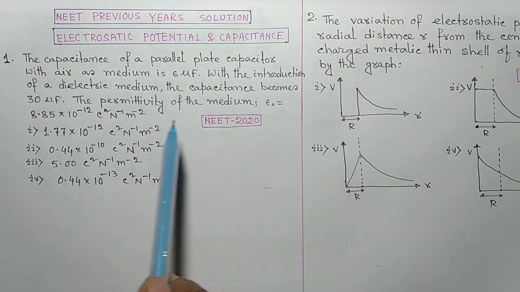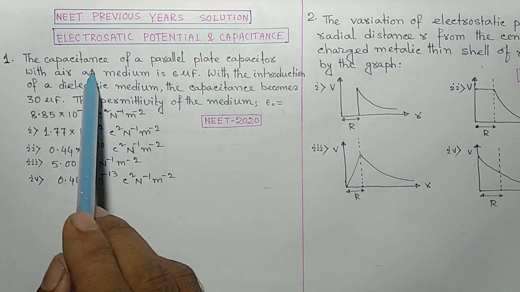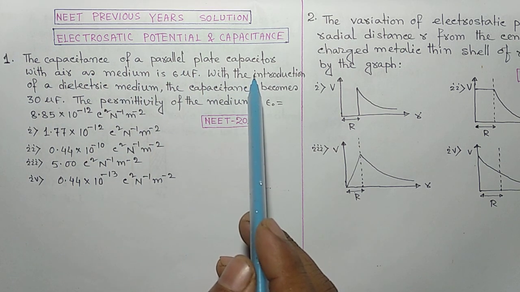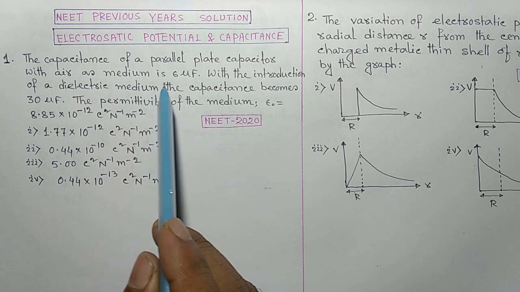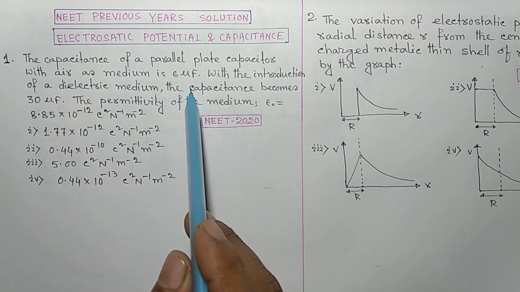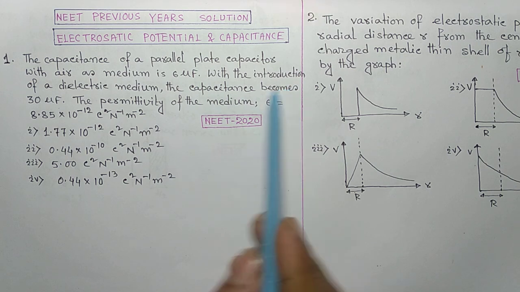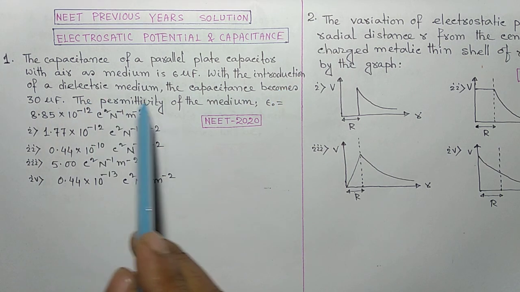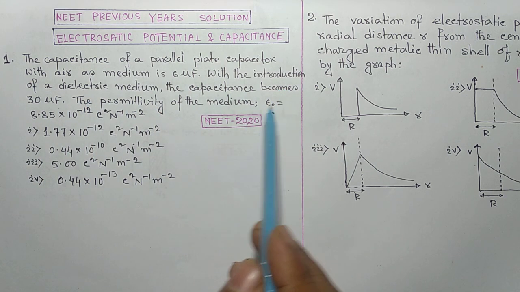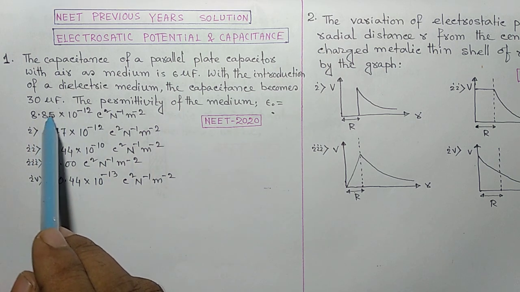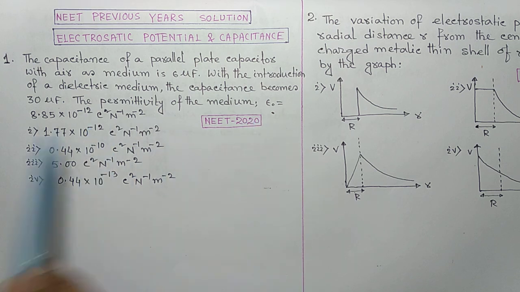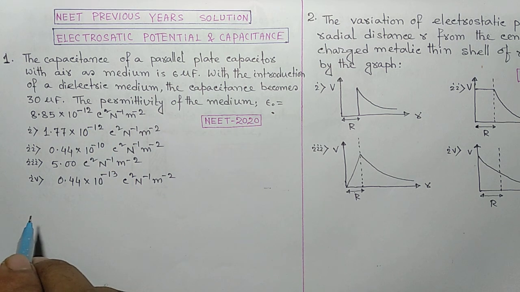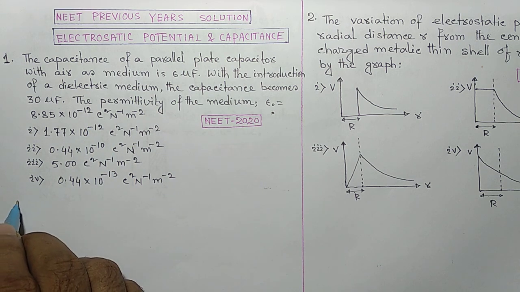Question number 1: the capacitance of a parallel plate capacitor with air as medium is 6 microfarad. With the introduction of a dielectric medium, the capacitance becomes 30 microfarad. The permittivity of the medium is given. Now let's go to the solution.